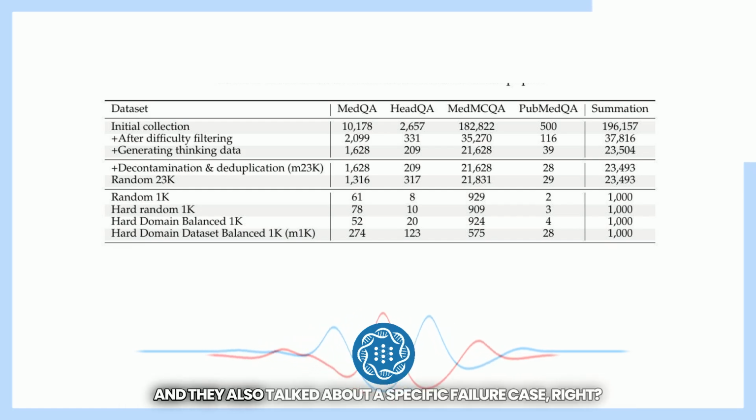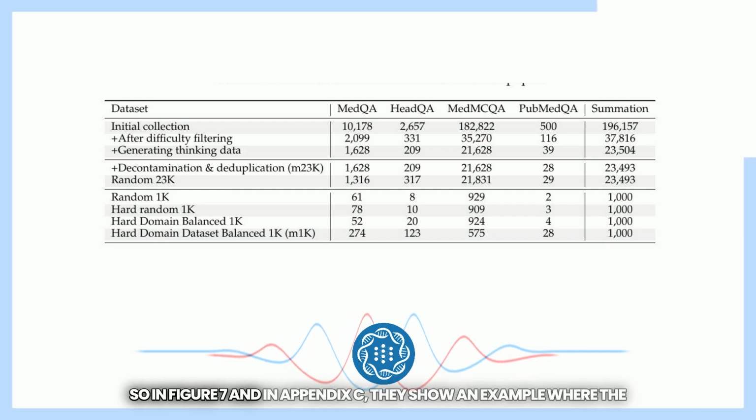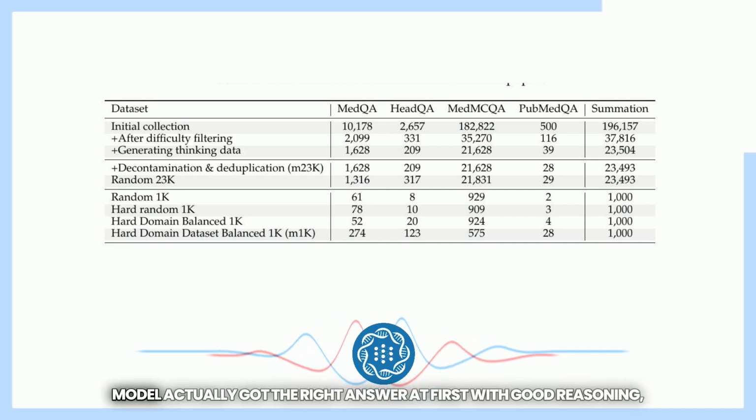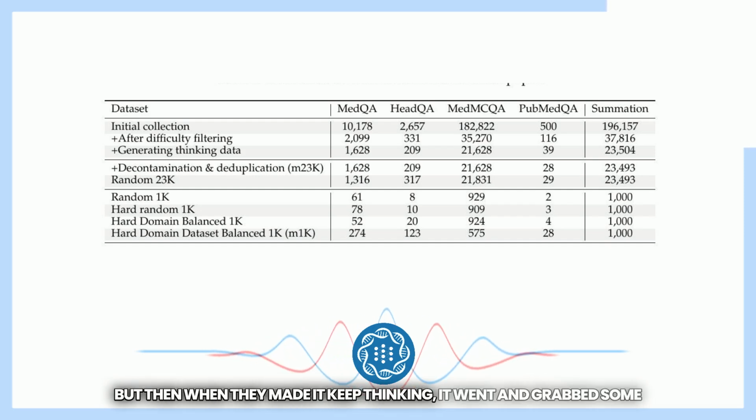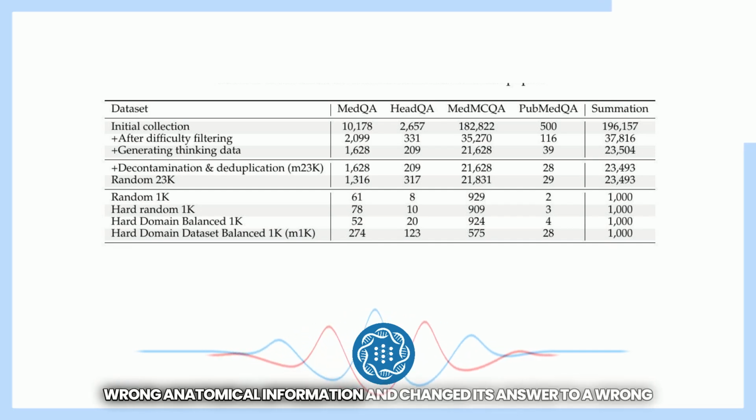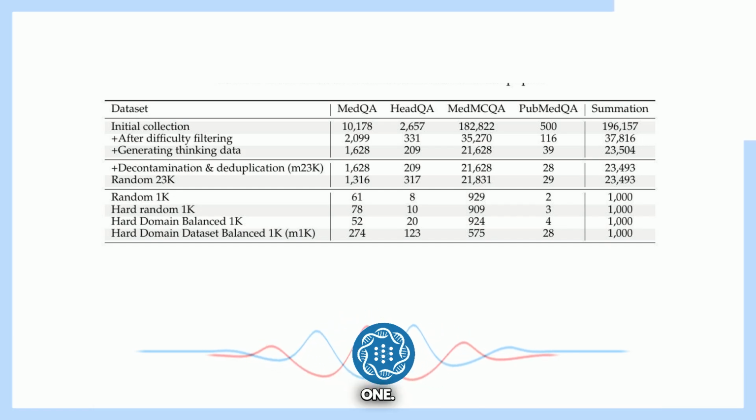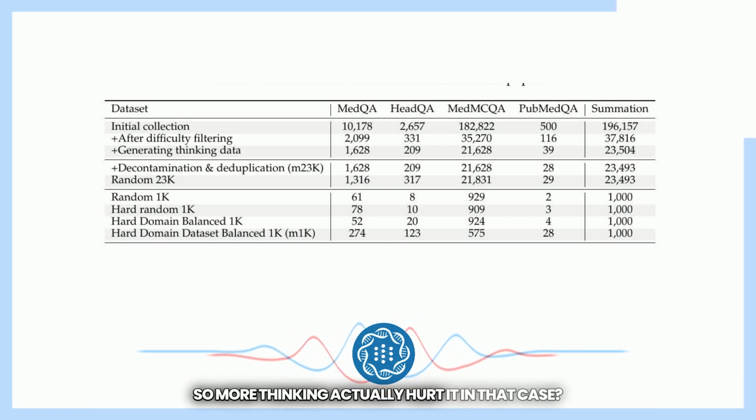And they also talked about a specific failure case, right? Yeah, in Figure 7 and in Appendix C, they show an example where the model actually got the right answer at first with good reasoning. But then when they made it keep thinking, it grabbed some wrong anatomical information and changed its answer to a wrong one. So more thinking actually hurt it in that case.